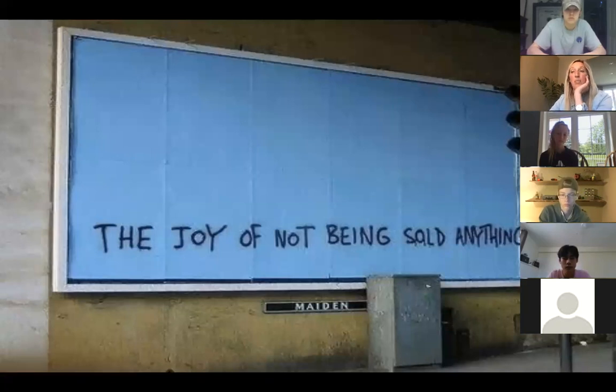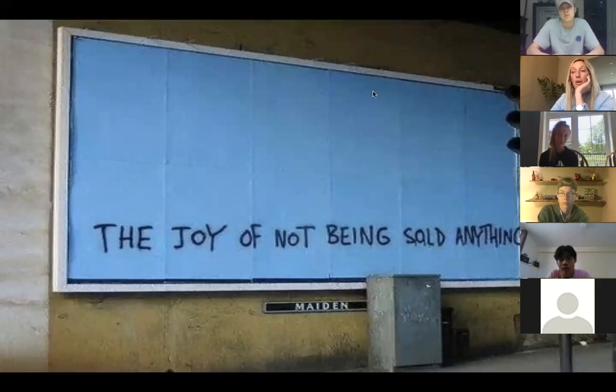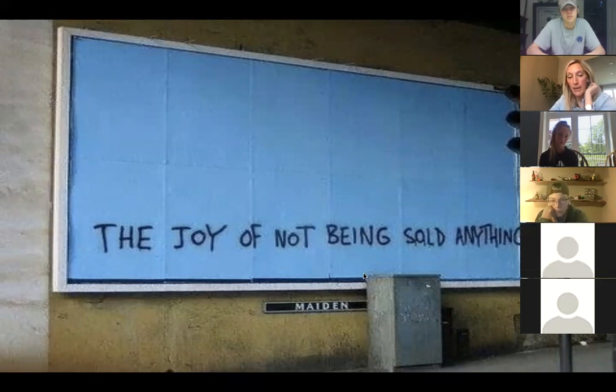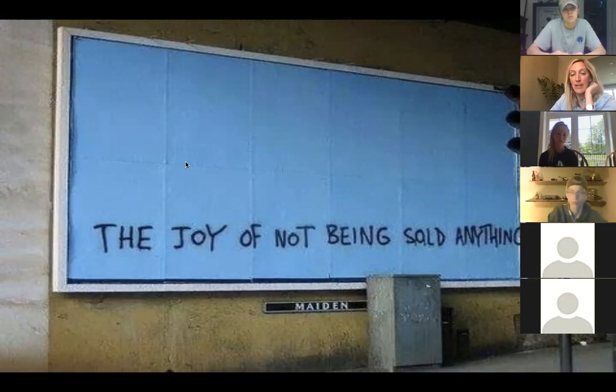Okay, and here we have just a blank billboard, which again is communicating this idea of, hey, remember when we weren't being bombarded all the time? So some organization or company has like paid to not have anything on here instead of having something on there to just have the joy of not being sold anything. Or maybe it was not being rented at the time and they just spray painted their little message on there.